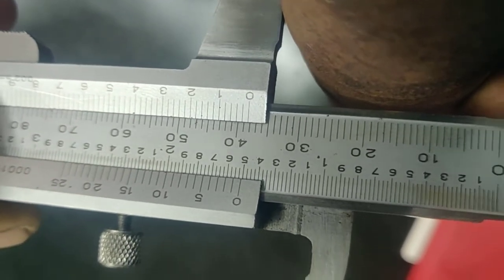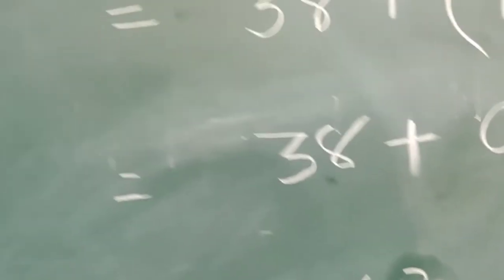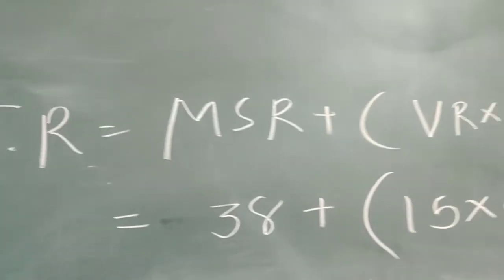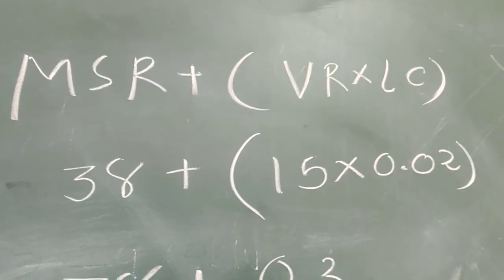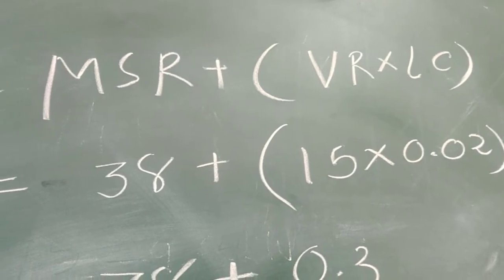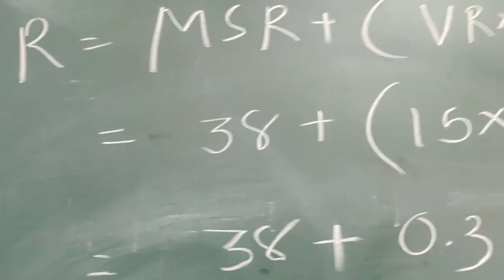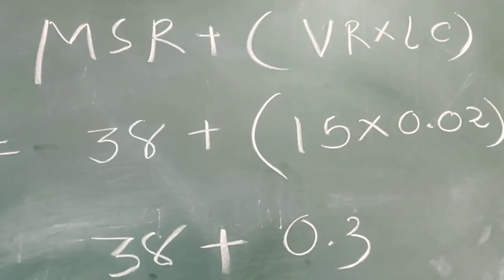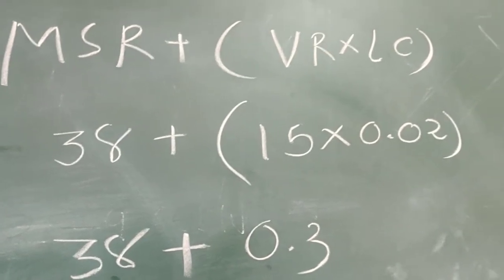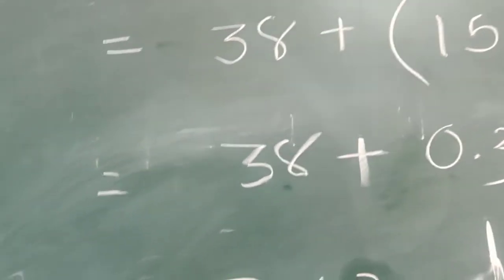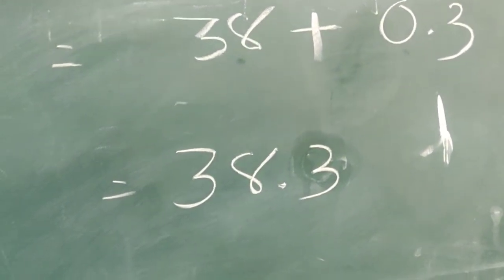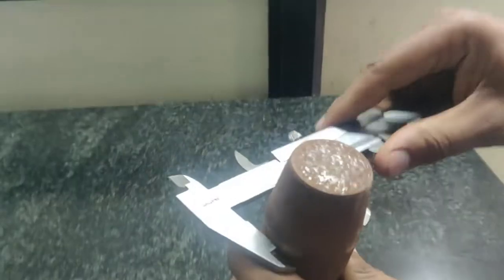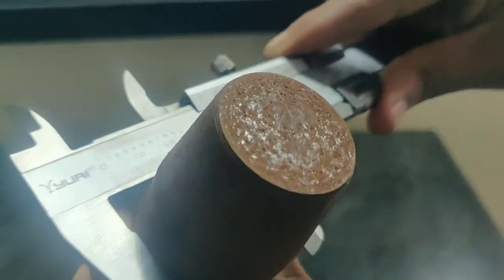This way we can take the final reading. The equation is total reading equals main scale reading plus vernier scale reading multiplied by least count. The least count of this vernier caliper is 0.02 mm. So the main scale reading is 38, the vernier slot is 15, and the least count is 0.02. We get 38 plus 0.3, and the final reading is 38.3 mm. So the diameter of this object is 38.3 mm.